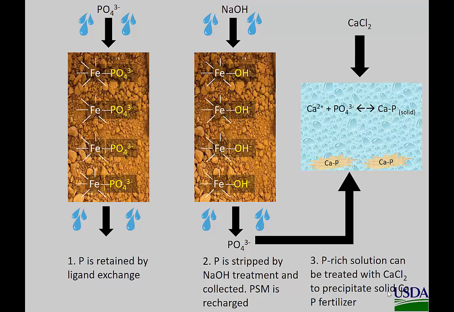And with that phosphorus that we strip out of it, we can potentially precipitate it as a calcium phosphate. Is this something viable to keep using as a fertilizer?